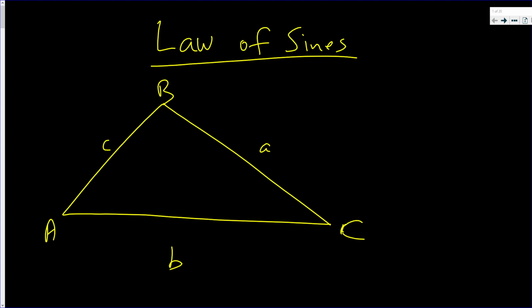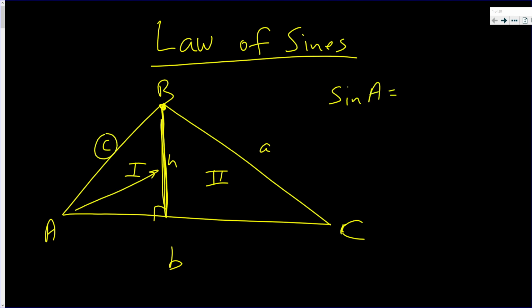I'm going to pick one of the three vertices, and it's random. I happen to choose vertex B. And we'll call this height H. Now we have partitioned this triangle into two smaller ones. The one to the left of this line and one to the right of this line. Now, if we consider the sine of A, we get opposite over hypotenuse. We get H over C.